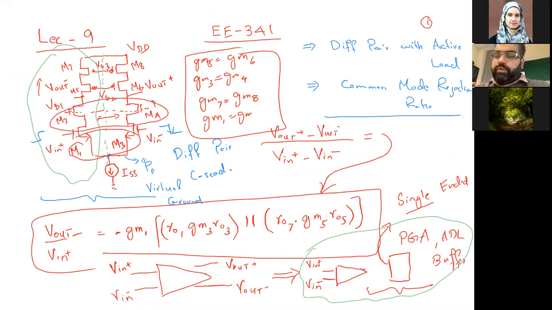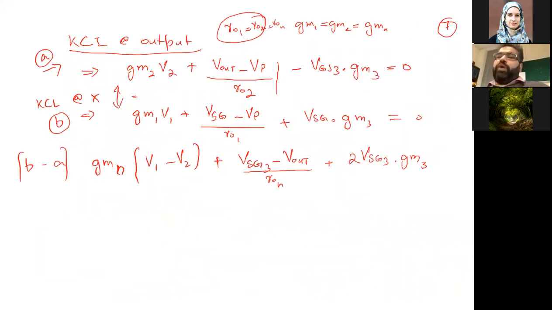There was a typo. Let me correct it. GM2 because this is M2. So all of the time in the diff pairs, whenever we are talking about left and right, all of them have to be equal to each other. So GM1 should be equal to GM2, GM3 should be equal to GM4, GM6 should be equal to GM5, and GM7 should be equal to GM8 because they are diff pairs. Otherwise, we cannot proceed with the diff pairs. So that is why M1 and M2 are equal. So GM1 is equal to GM2 and RO1 is equal to RO2.